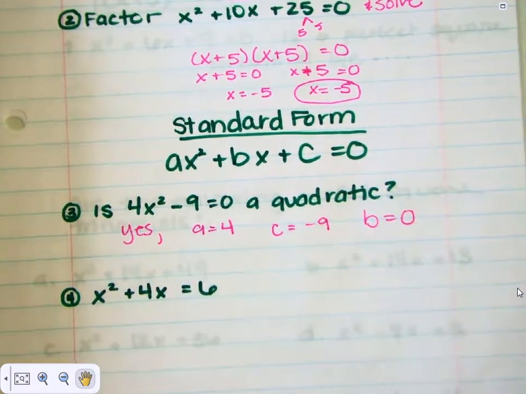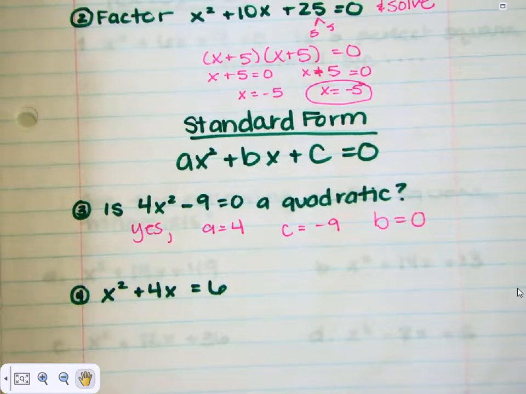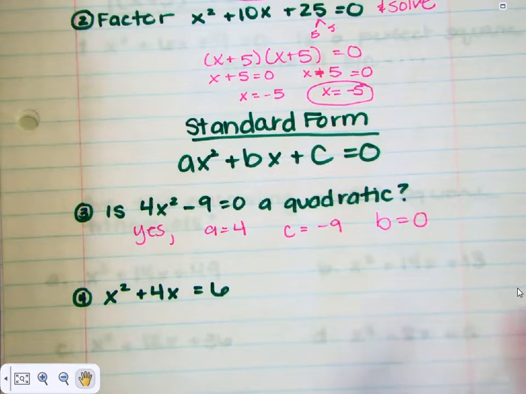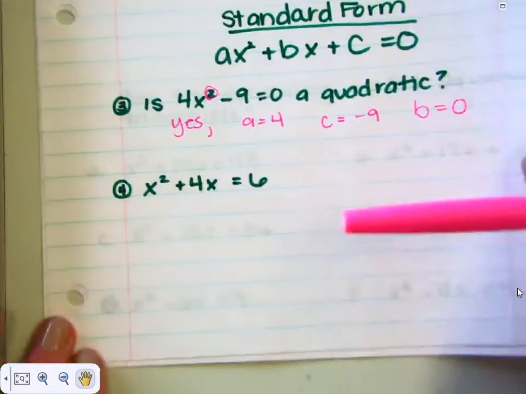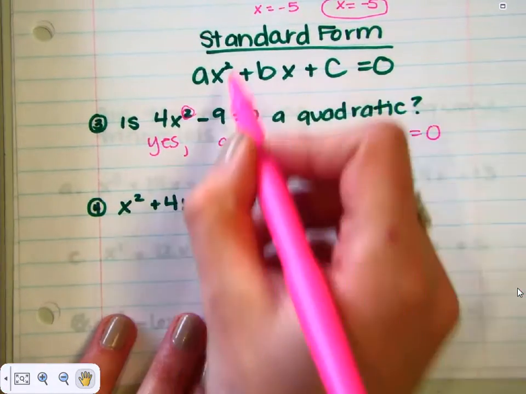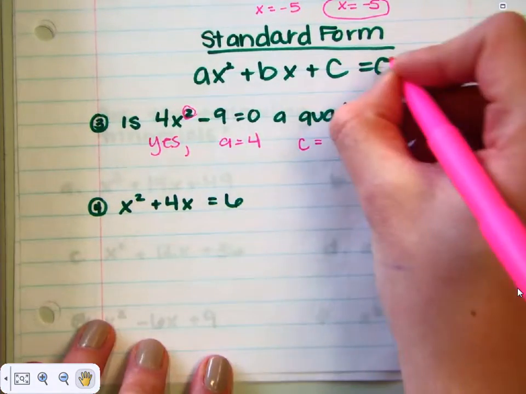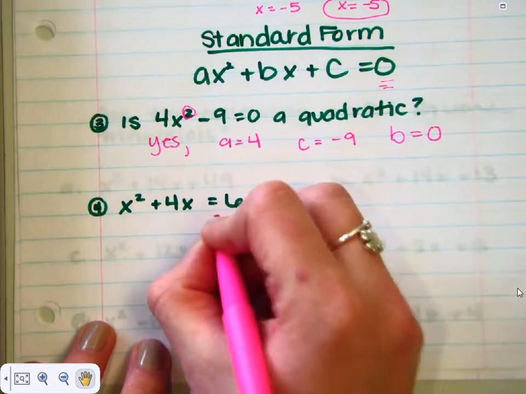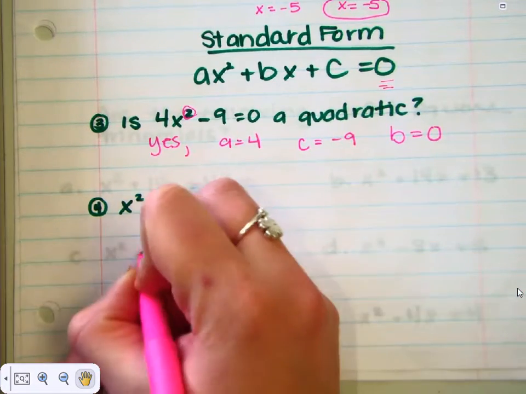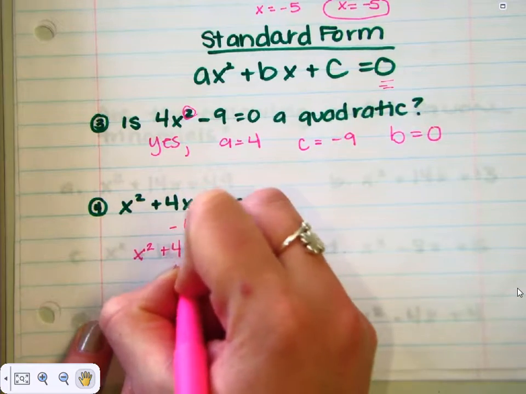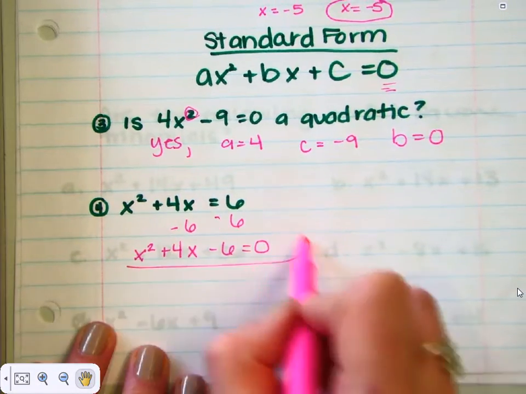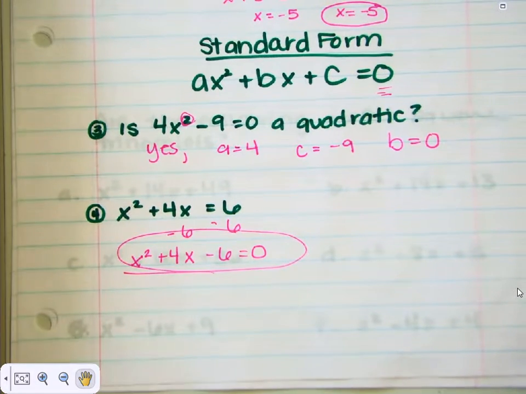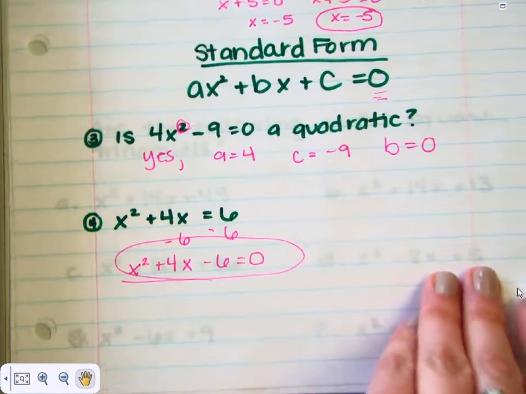But we wouldn't write 0x in this case. So we just don't write the b value. But it is indeed quadratic because of that x squared. Number 4 is also quadratic. It just is not in standard form. So to get it in standard form, we have to have this side equal to 0. So we might subtract 6 on both sides, and subtract x squared plus 4x, to get x squared minus 4x equals 0. So this would be in standard form. Awesome. Alright, so let's move on here.